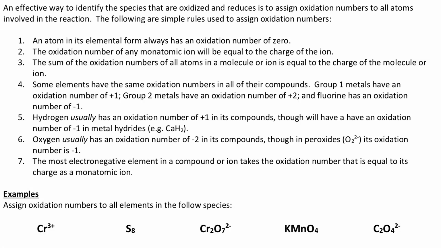Hydrogen, most of the time in a compound, is going to have a +1 charge, unless it's combined with a metal to form a hydride, and then it'll be -1. The example I give you is calcium hydride.